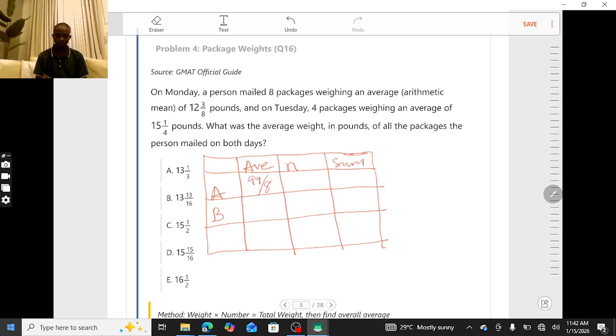Over 8. And the number he made 8. So we do the same thing here. 15 times 4 is 60. 60 plus 1 is 61. 61 over 4.